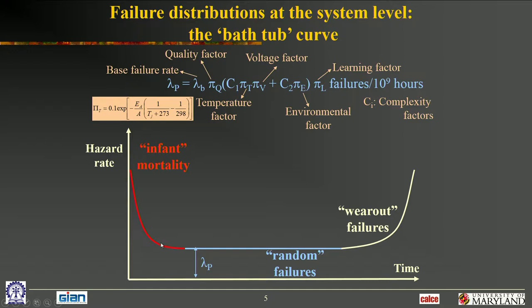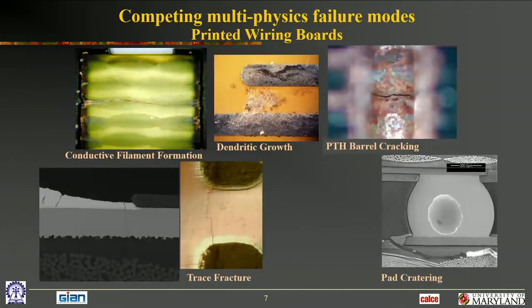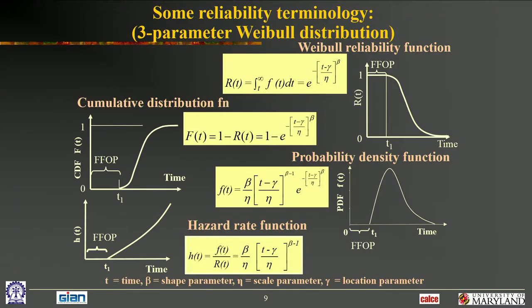here the hazard rate is decreasing, beta is less than one. Here the hazard rate is a constant, beta is equal to one, so that's described with an exponential distribution. This is a hyper-exponential distribution. And here the hazard rate is increasing, so beta has to be greater than one. So the so-called wear-out phase, beta is always greater than one. And if beta is greater than one, then the PDF usually looks like this, okay?